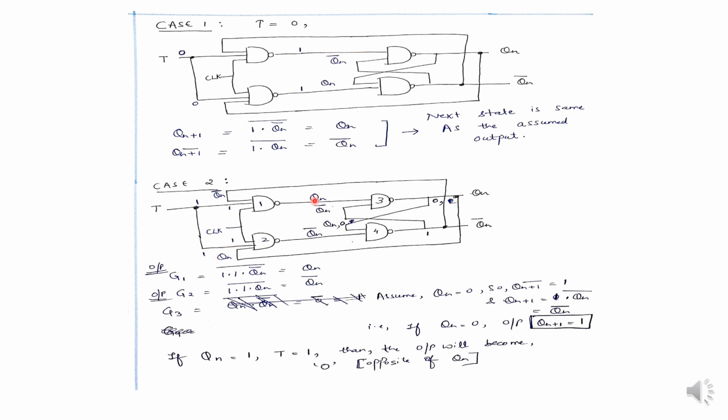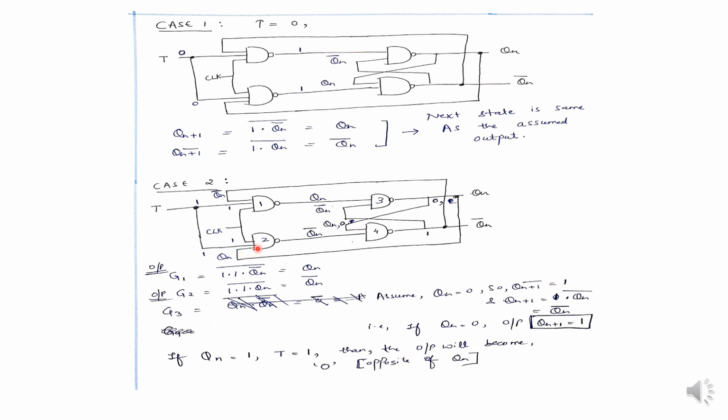So at this gate, I have written here G1, output at gate 1. What will be the output? It is 1 into QN bar whole bar, because there are 3 inputs to this NAND gate. One input is 1, another input is QN bar, and another input is 1. So it is 1 into QN bar whole bar. So the output will be QN. So QN is going here.